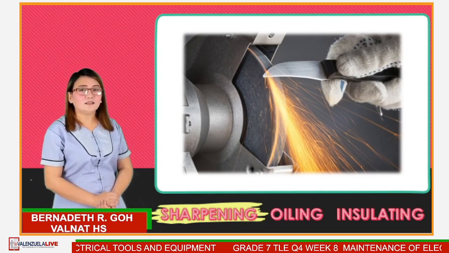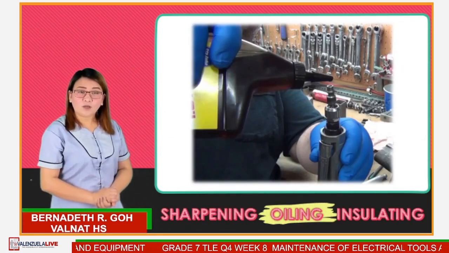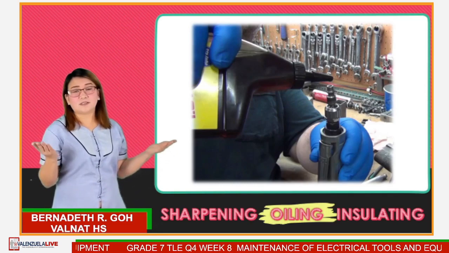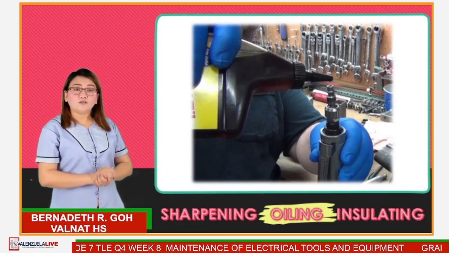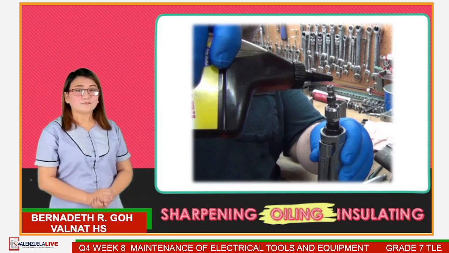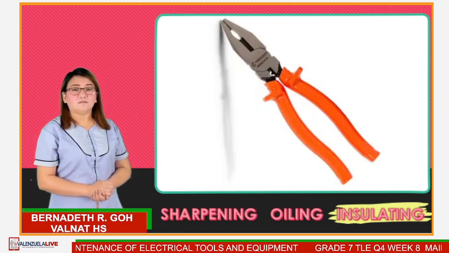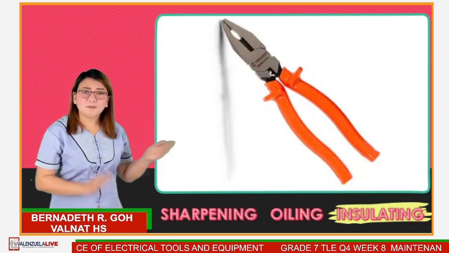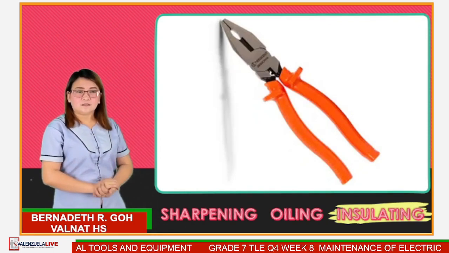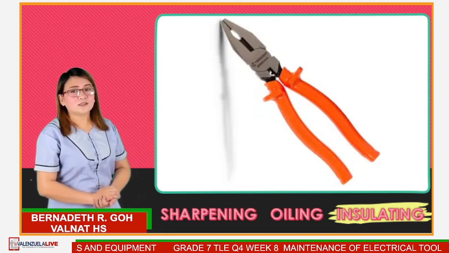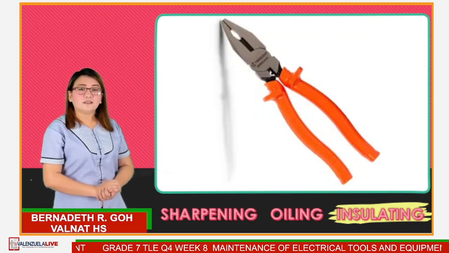Next method is oiling. It is the process of using oil or any oil-like substance to lubricate parts of tools and equipment in order to move easily. Another, we have insulating. This method is keeping the insulator attached to the tool to protect you against injury. Insulating process uses materials to resist the electric current and magnetism.